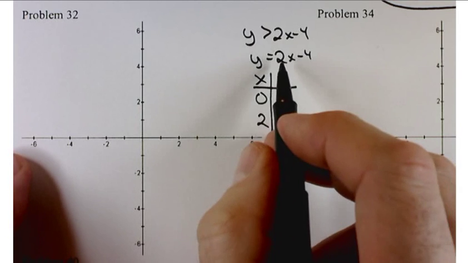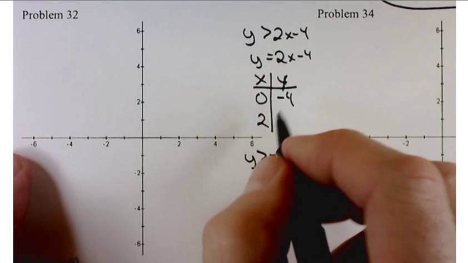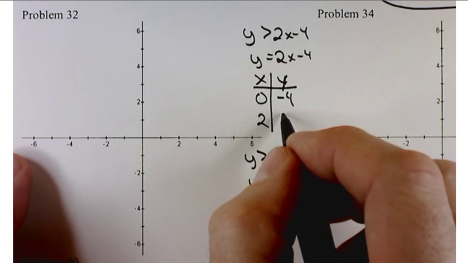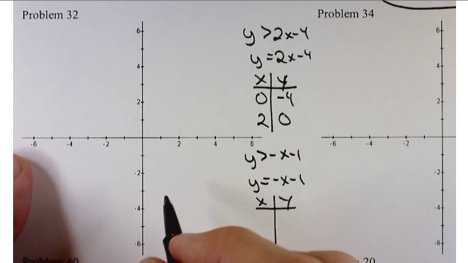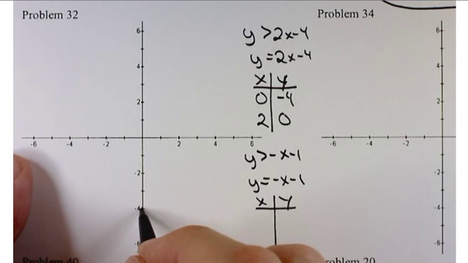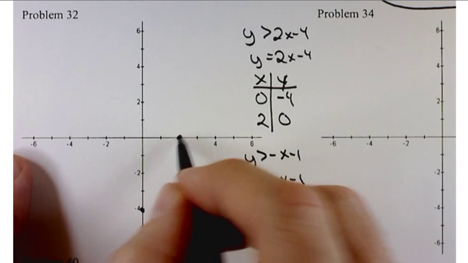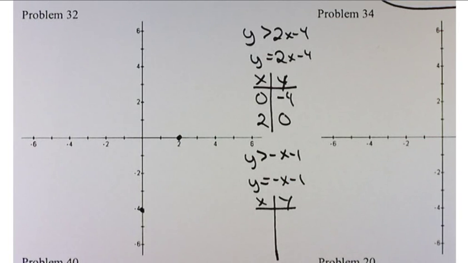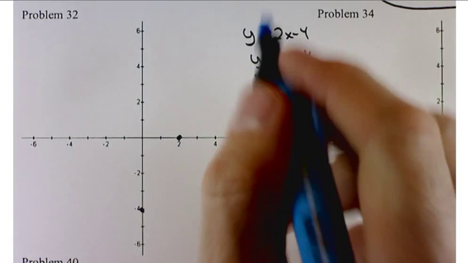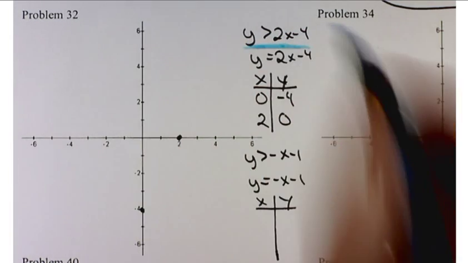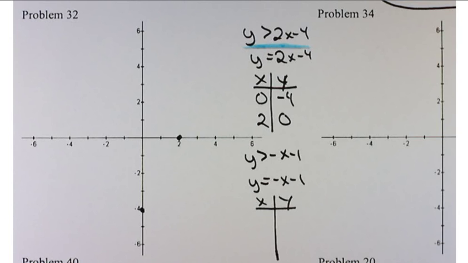2 times 2 minus 4 gives me, good, 0. So 0, negative 4 is down here. 2 and 0 is here. Let's draw this with a blue line right there. What can you tell me about that blue line? Dwayne? How should I graph that blue line?